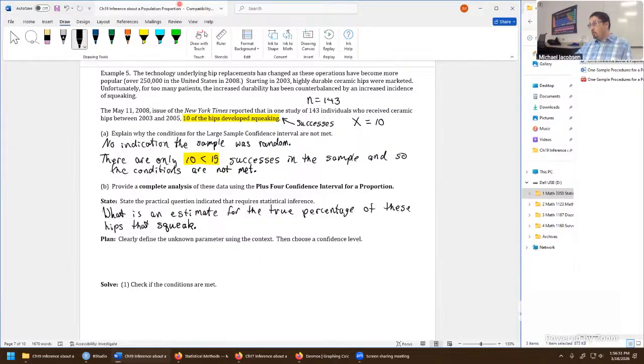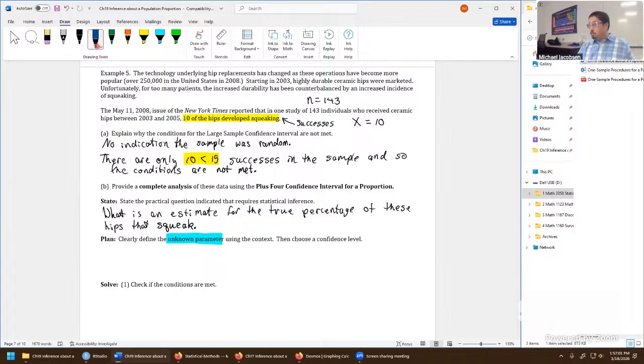They said in the study, 10 out of the 143 developed squeaking. Well, we want to know the true percentage in the entire population of these hips that squeak. So that's a practical question. Notice this isn't completely nailed down. We didn't say what kind of hips, when the procedure was done, exactly what the population was. But we'll definitely do that when we define the unknown parameter. We have to define this one really carefully, and that's our next step.